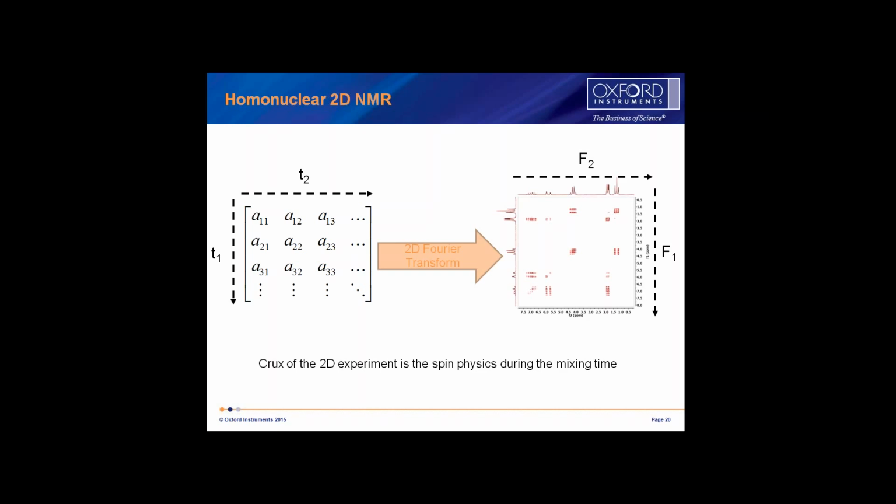The crux of all the 2D experiments is actually the spin physics during the mixing period. So depending on how you prepare the magnetization and what you do during the mixing leads to different signals.